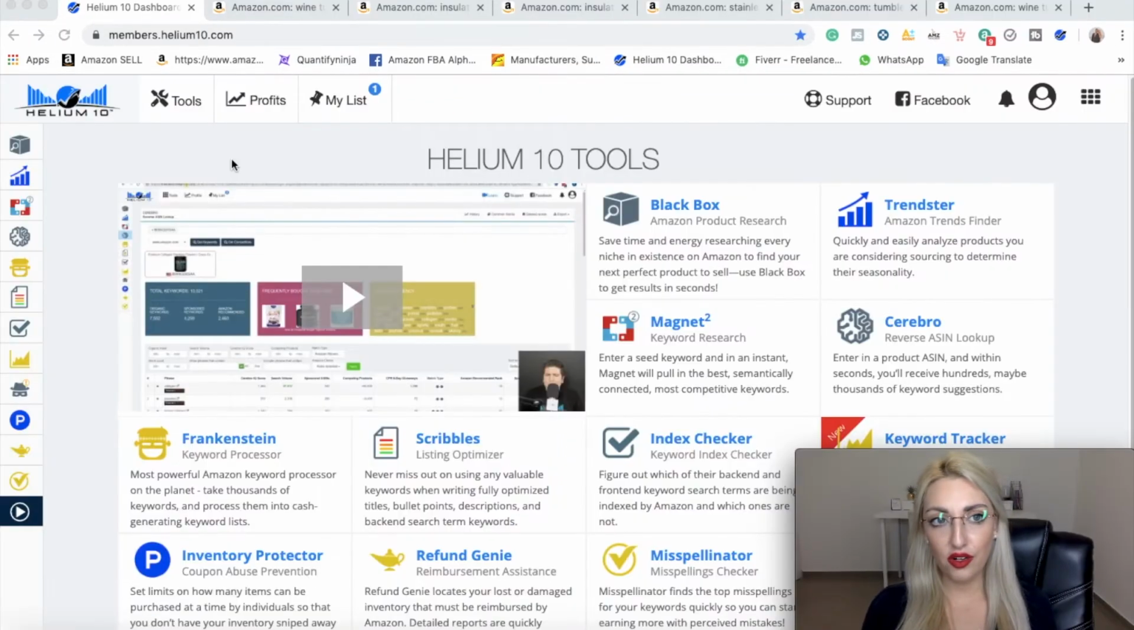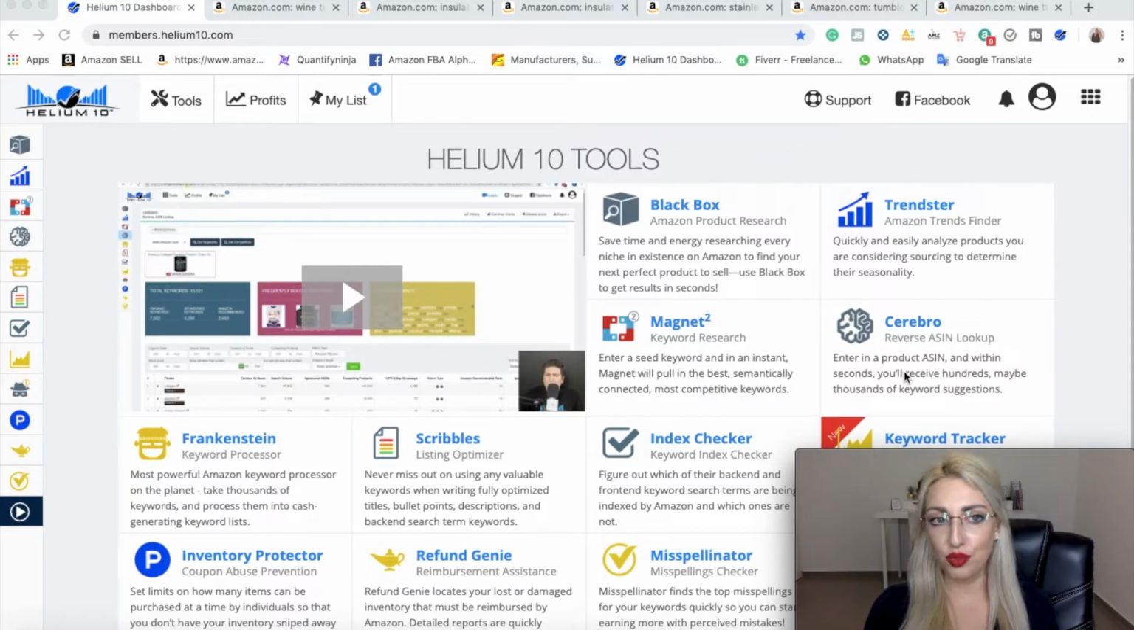All right, guys, so currently I am on Helium 10. I just want to quickly explain to you. When you want to do product research, keyword research on Helium 10, you've either got Magnet or Cerebro. Magnet is for keyword research. Cerebro is a reverse ASIN lookup.